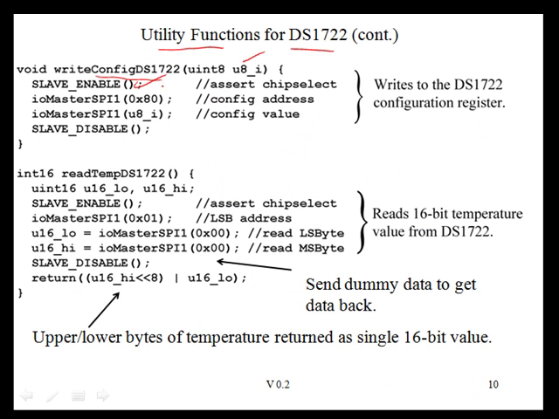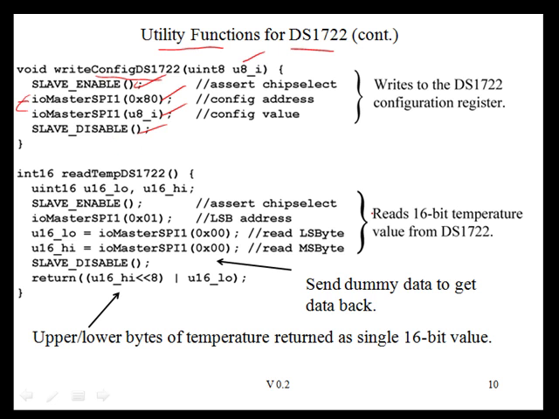So we'll do a slave enable first. That brings the chip enable line high. Send it an 80. Notice that we're ignoring the return value that's coming back from the master SPI function. We don't care what gets clocked into the SPI port. It's not important. We'll then send the configuration byte, and then we'll bring that chip select line back low via our macro slave disable.